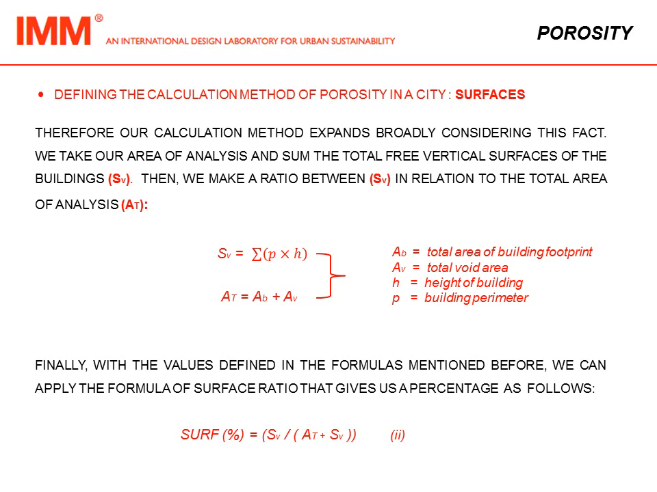Finally, with these values defined in the formulas mentioned before, we can apply the formula of surface ratio that gives us a percentage as follows. The surface value of porosity is given by the total free vertical surfaces over a sum between the total selection area and the total free vertical surfaces.